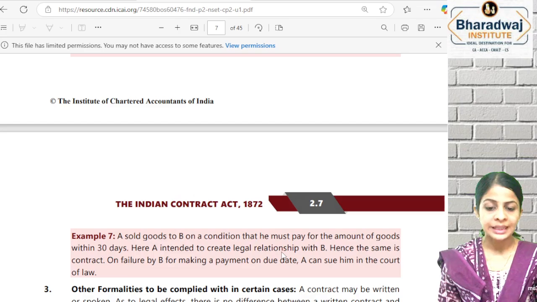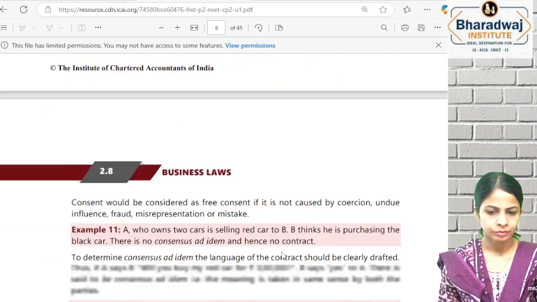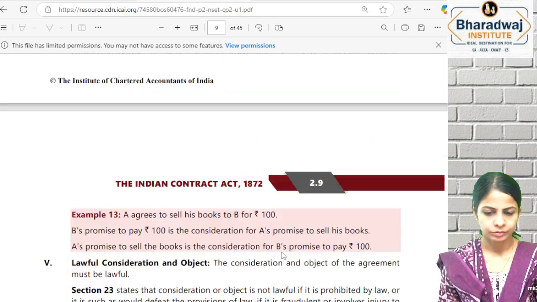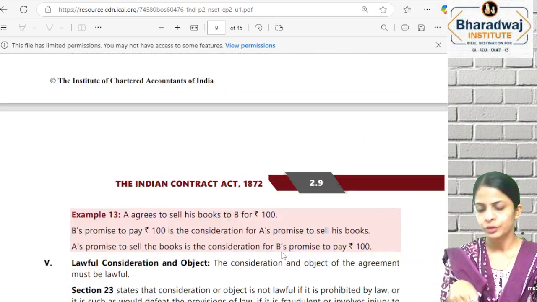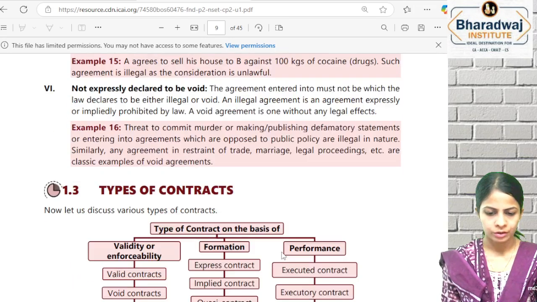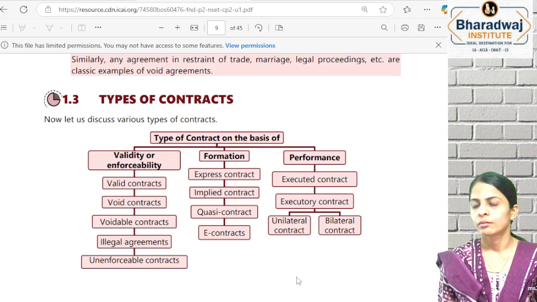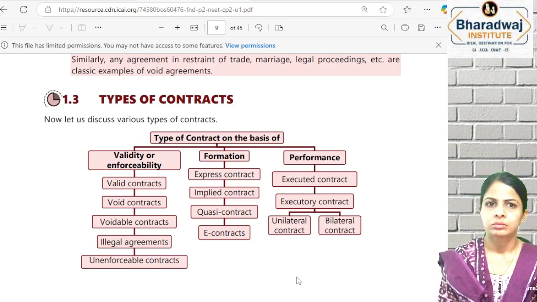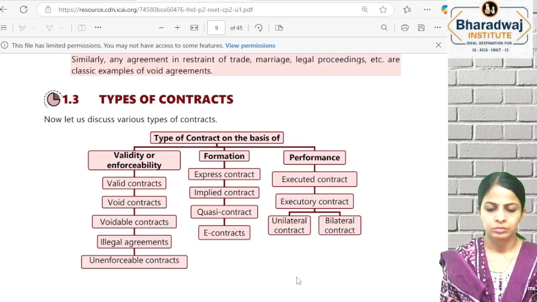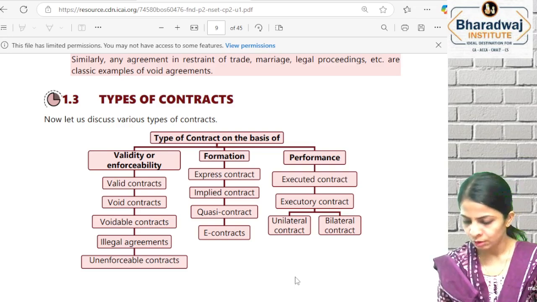Next heading is types of contract. Okay, 2 minutes I give you the first page. Just go through the first picture image. If you have any doubts, you can ask. If something is not understandable, you can also ask.